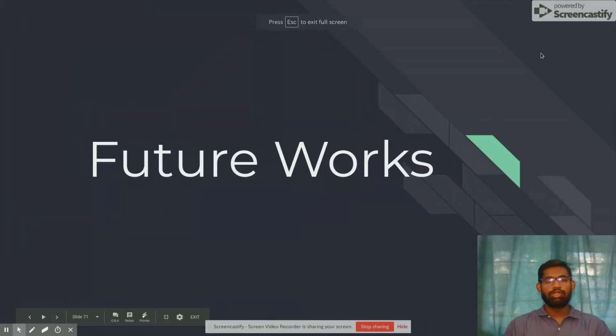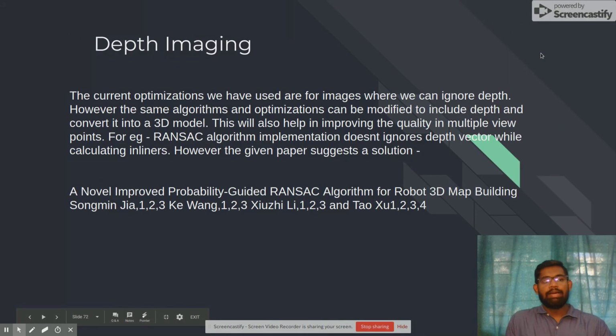Future works. Depth imaging. The current optimizations we have used are for images where we can ignore depth. However, the same algorithms and optimizations can be modified to include depth and convert it into a 3D model. For example, the RANSAC algorithm implementation currently ignores the depth vector while calculating inliers. However, the given paper suggests a solution. We will be looking into this for future reference.